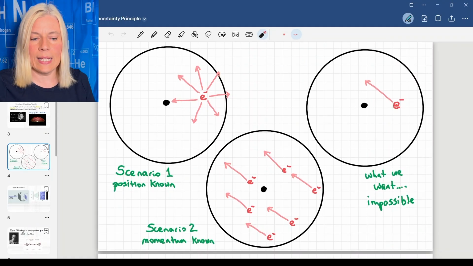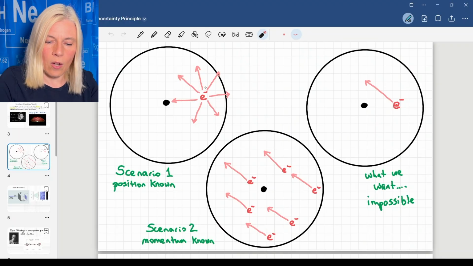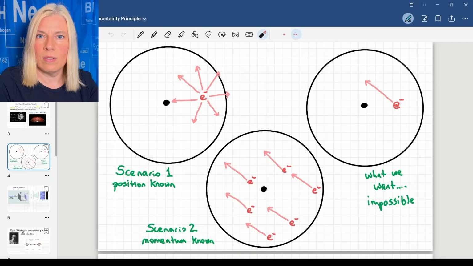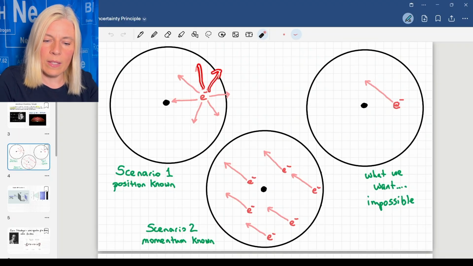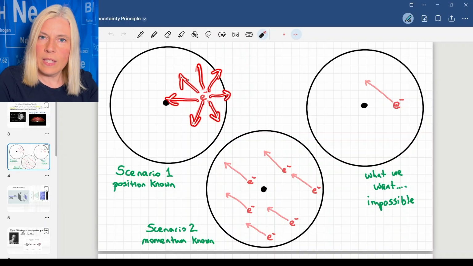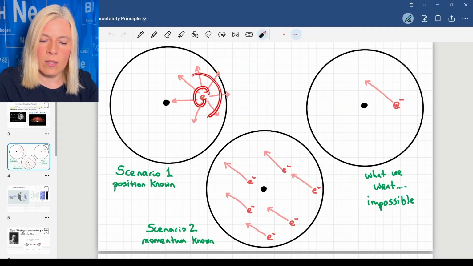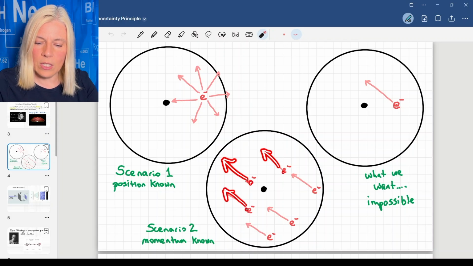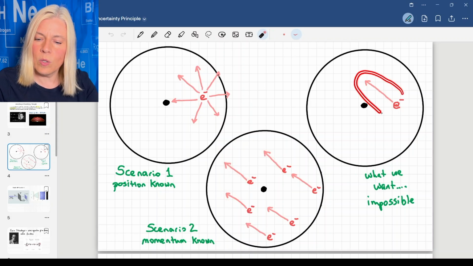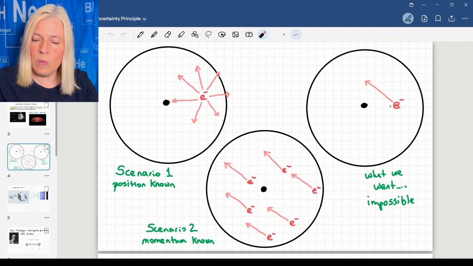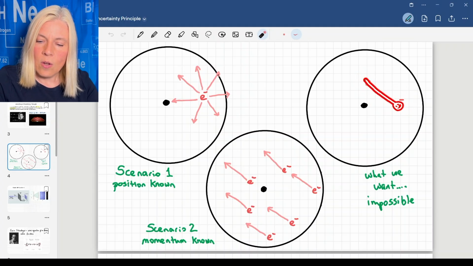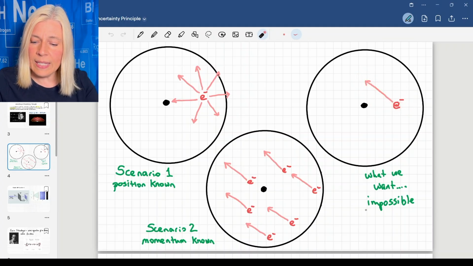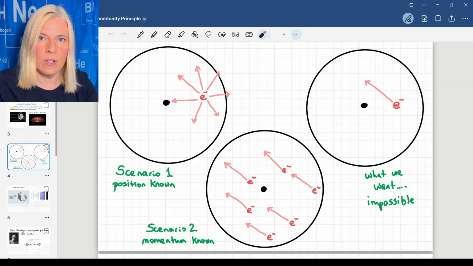So it's summarized like this. If we know the position of an electron, we do not know its momentum. We do not know which way it's going. If we know which way it's going, we do not know its position. This is what we want, and it's impossible. We want to say the electron is here, going this way. This is impossible. He says we will never know that.